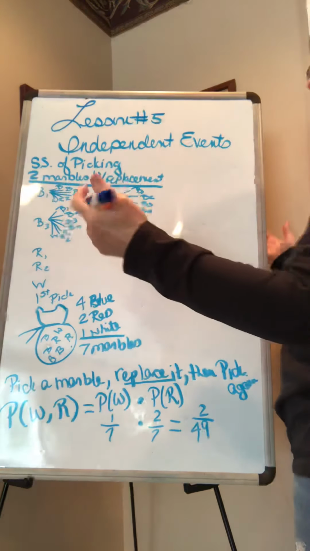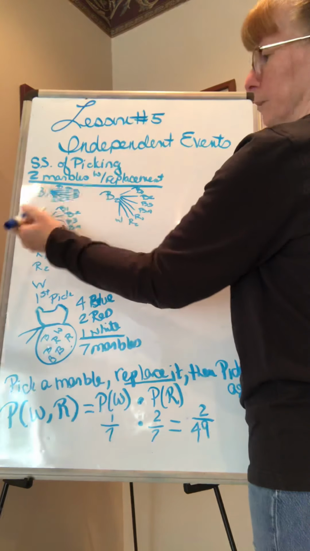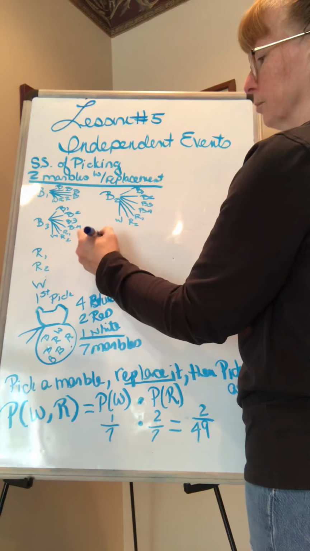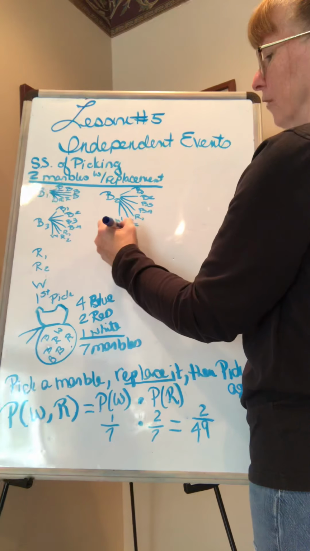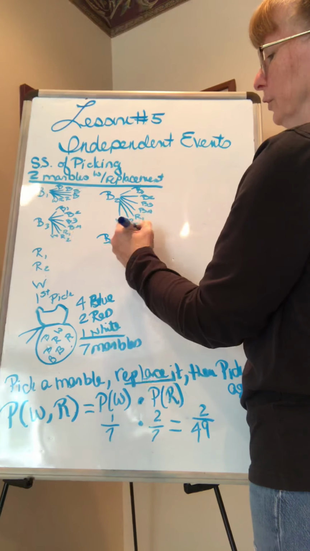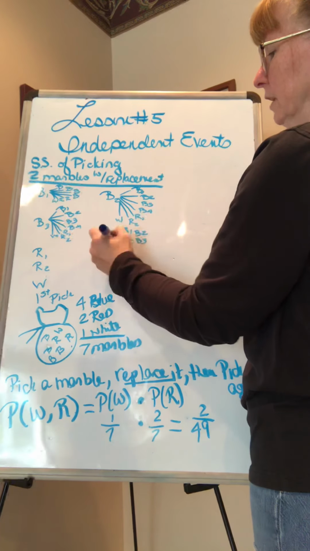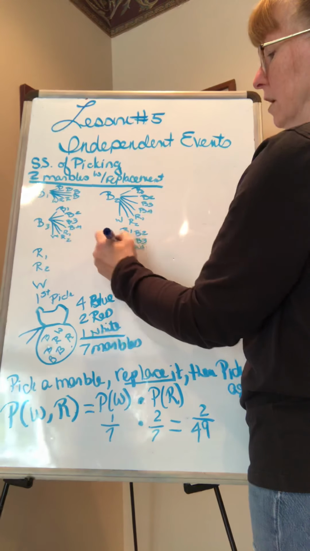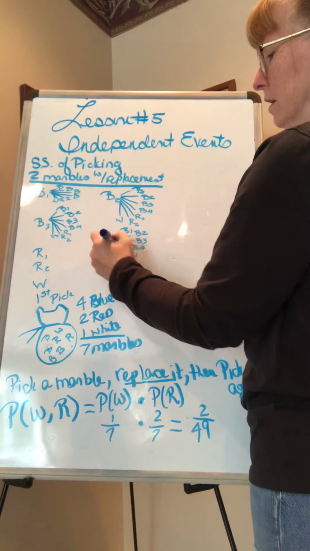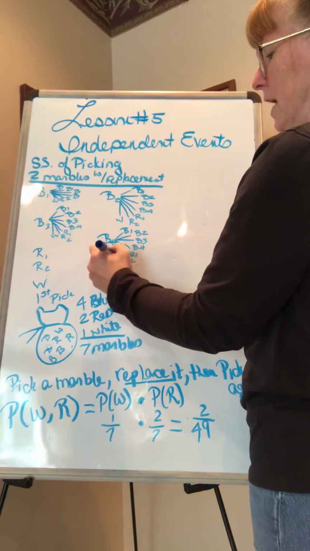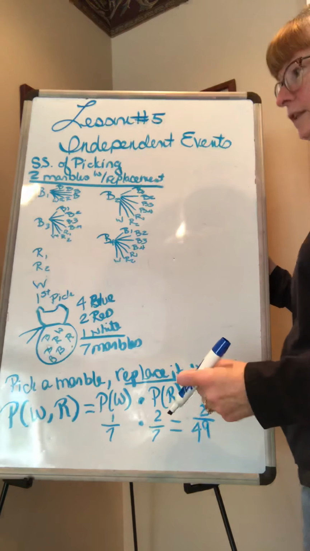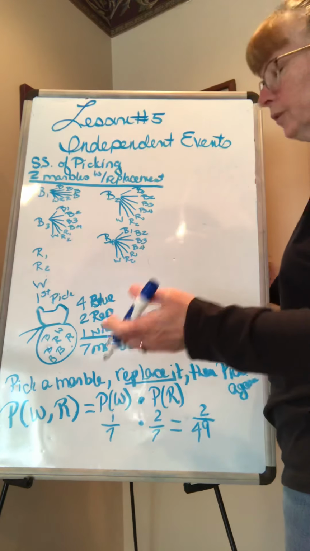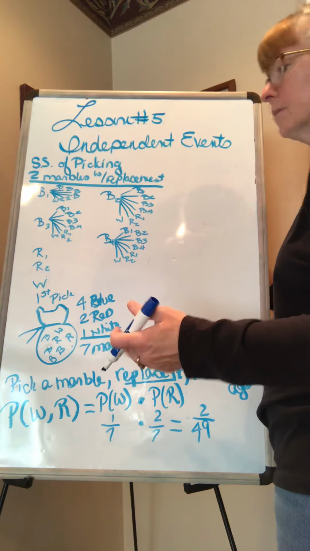All right, I didn't pick blue 1, I didn't pick blue 2, I didn't pick blue 3, I picked blue 4. That means I have blue 1, blue 2, blue 3, blue 4, red 1, red 2, and the white. Seems a little redundant, but this is what you have to do if you had to make a sample space.